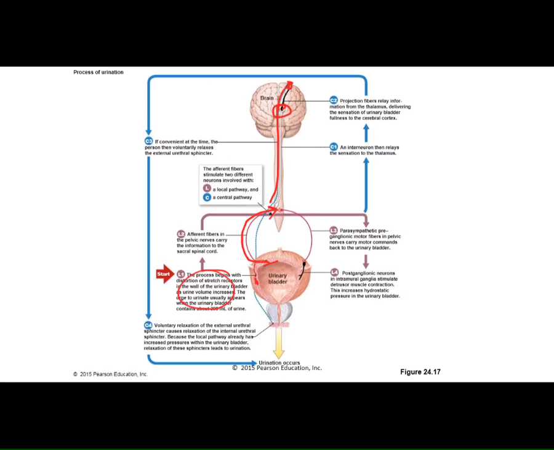So the blue is what's involved with projecting up to the cerebral cortex, and the reddish pink is what's going on down here in the involuntary section. So the parasympathetic fibers that are going to help control and carry that signal to the bladder itself. So it makes total sense as you look at this flow chart.